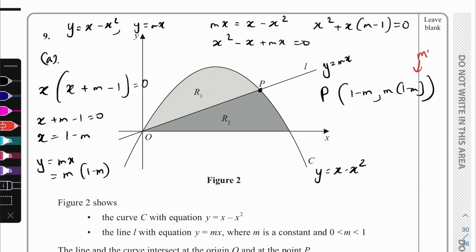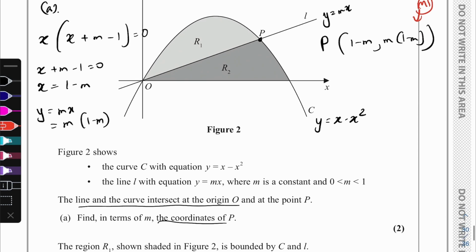M1 for reaching here, and we get another mark for reaching the x coordinate, or rather A1. All right. So now what? For getting both of those values, we get A1.